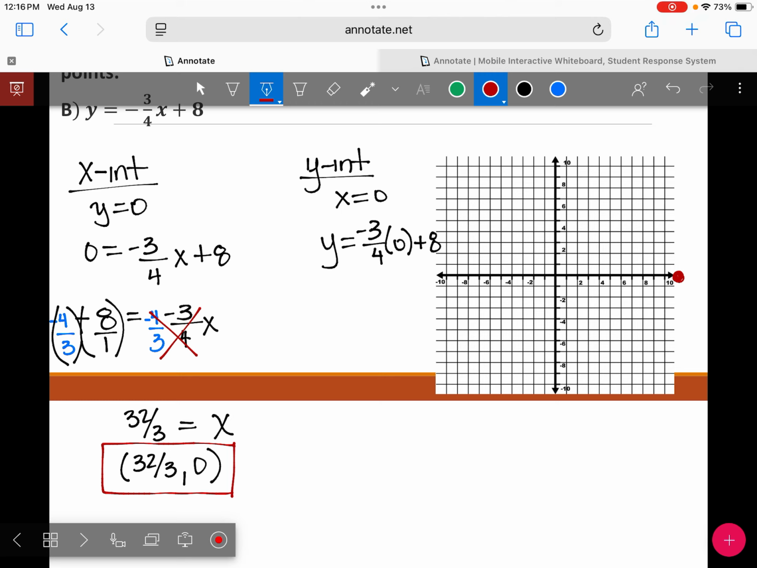And then your y-intercept, this cancels out. So you're just left with y equals 8. So you have 0, 8. And that is your y-intercept. And then we just draw our line.